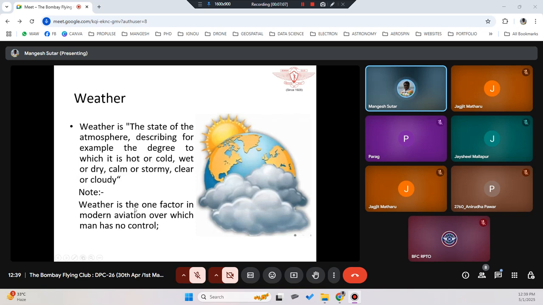So weather is one factor in modern aviation over which man has no control. You have seen, right, a couple of weeks back, I think two weeks back, it was raining. All of a sudden it started raining. For two days it was raining in Mumbai, Airoli, and all those locations, even in Borivali and Bhayander. I was in Igatpuri at that point in time, and in the evening it used to rain.